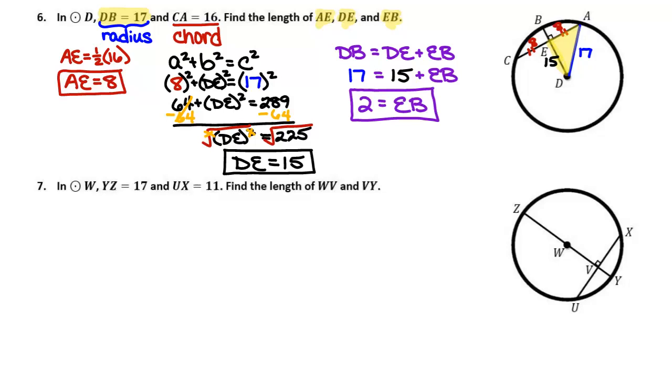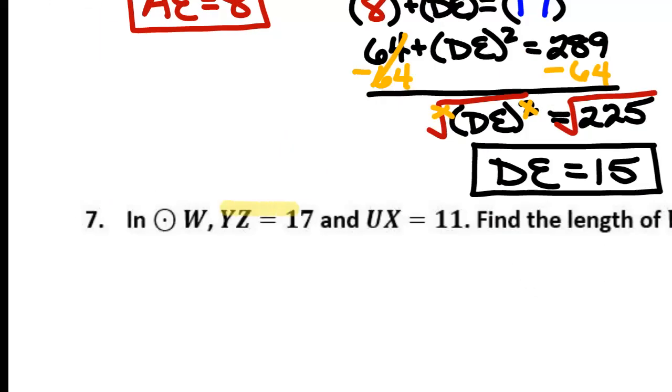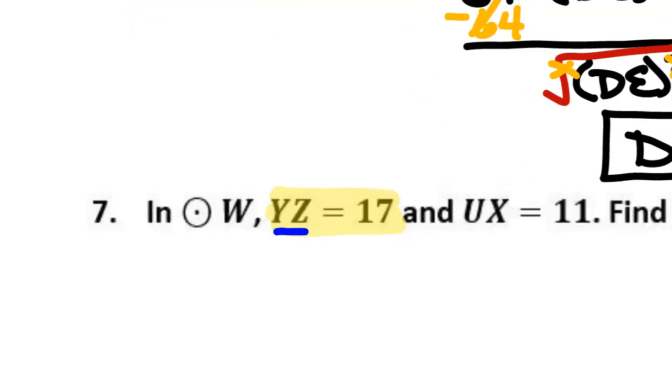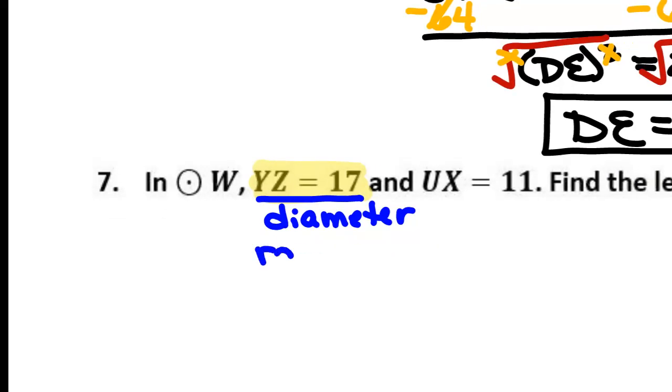So far, so good? Do you guys understand why we had to draw in that radius ourselves? So that we could force it to have a right triangle, because that's what allowed me to use Pythagorean theorem. Let's do number 7 and then we'll call it a day. Number 7, we start off with YZ equals 17. What part of the circle is YZ? That's a diameter. Well, if the diameter is 17, how big is the radius? 8.5, half of that diameter.